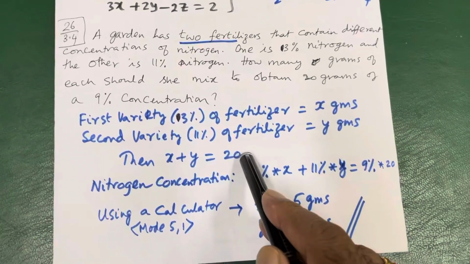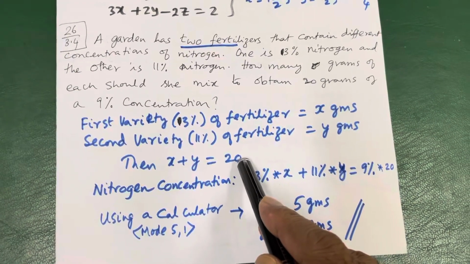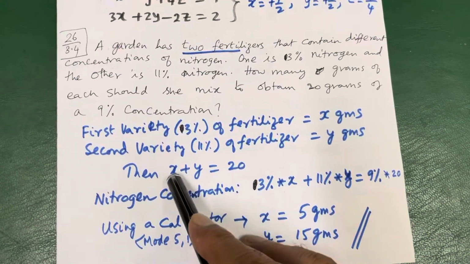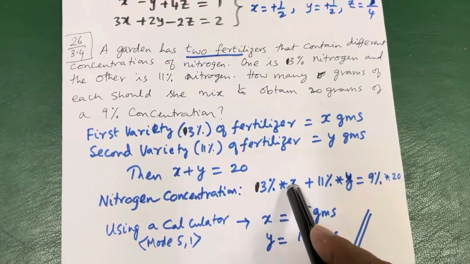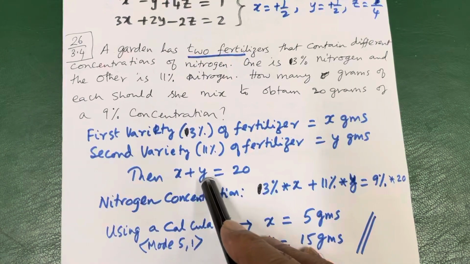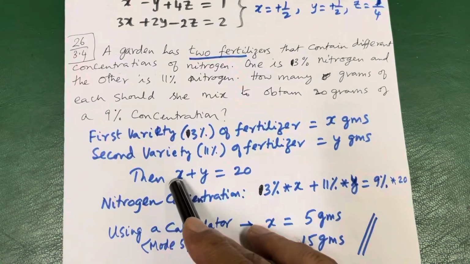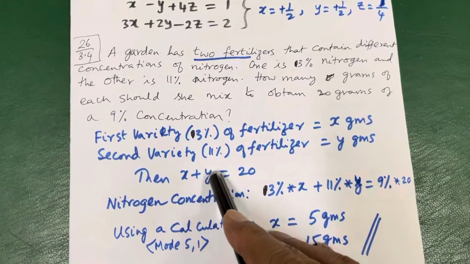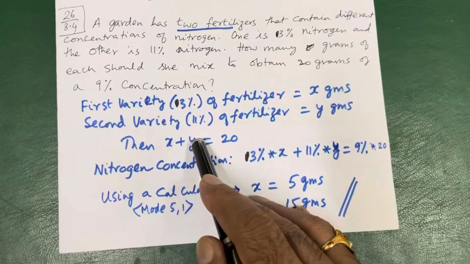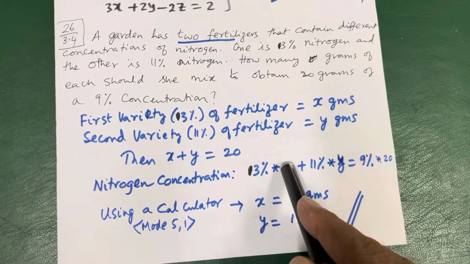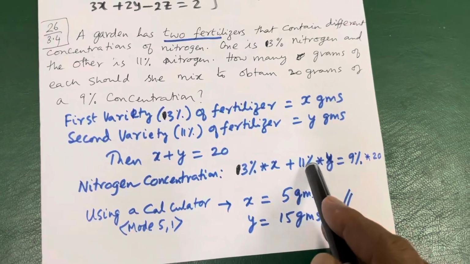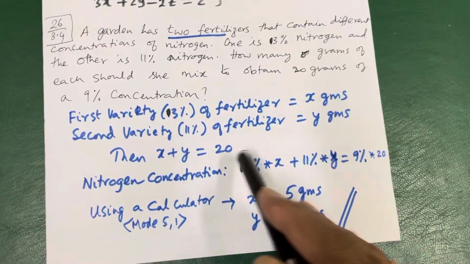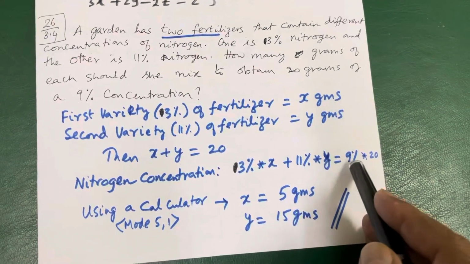So x plus y is equal to 20. But in this x, I have 3% nitrogen. So how much nitrogen is there in fertilizer x? 3% of x. In this y, there is 11% nitrogen, so 11% of y. So when I separate the nitrogen from x, I must do 3% multiply x, and nitrogen from y is 11% multiply y. So this is the nitrogen from x, this is the nitrogen from y. When you add, I get the nitrogen from the 20 grams of fertilizer. So 9% of 20.